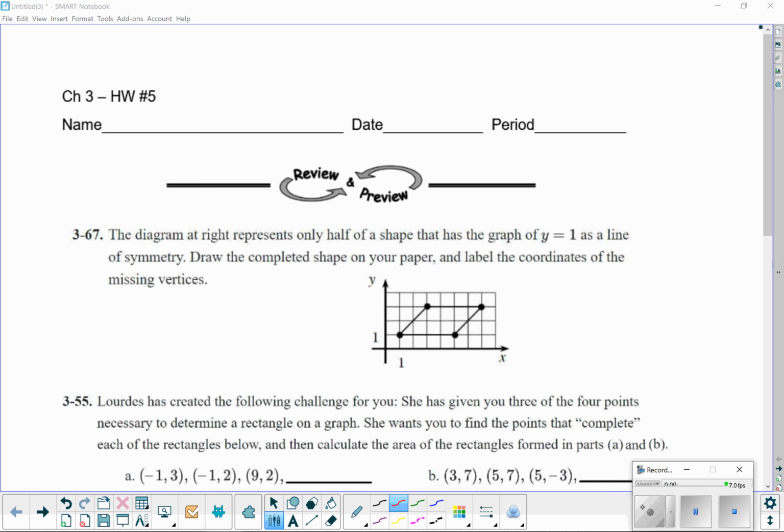All right, let's go ahead and do this. This is homework number 5 for chapter 3, and number 67. The diagram at the right represents only half of the shape, this one right here. Half of the shape that has a graph of y equals 1 as a line. So y equals 1 is going to be this line right here. So it's going to be a line that's on the y-axis.